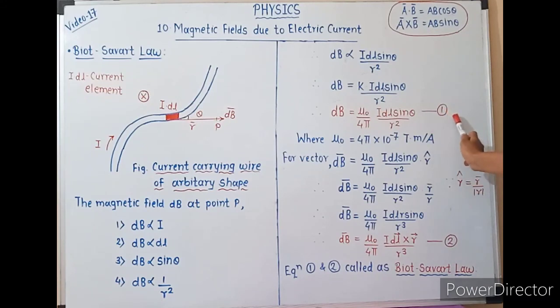So these equations 1 and 2 represent the Biot-Savart law.